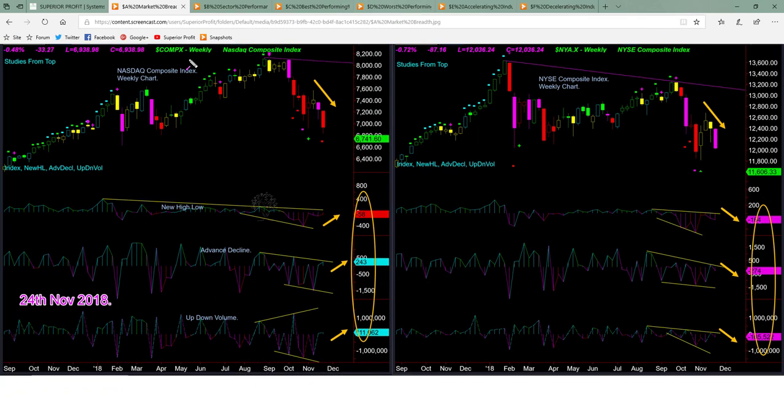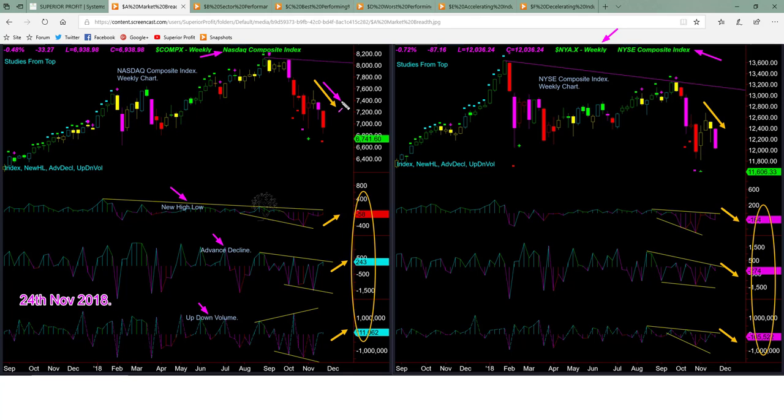From commodities analysis, we move to market breadth analysis. We are looking at the NASDAQ composite index and NYSE composite index, both using weekly charts, along with three pairs of internals: new high-low, advance-decline, and up-down volume. Because this analysis is using broad indices and weekly interval, this may be used more for longer-term investment decisions, not so much for swing trading, and certainly not for day trading.